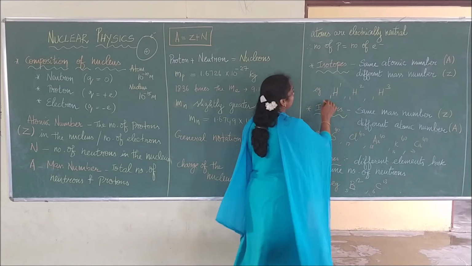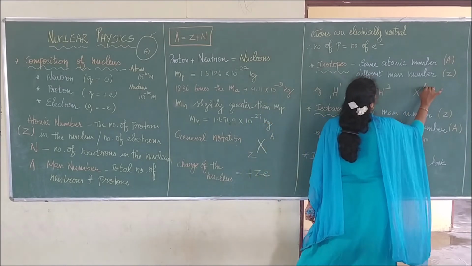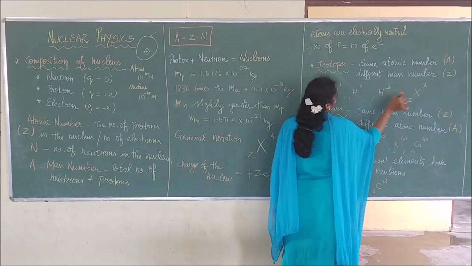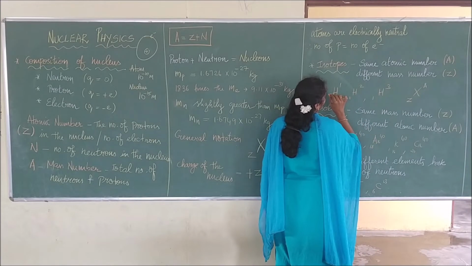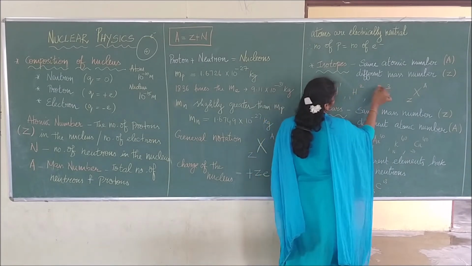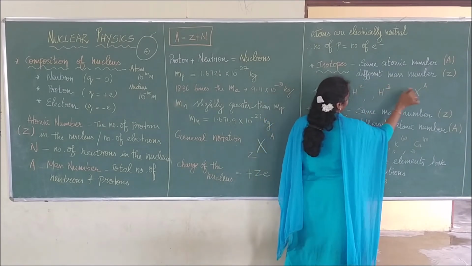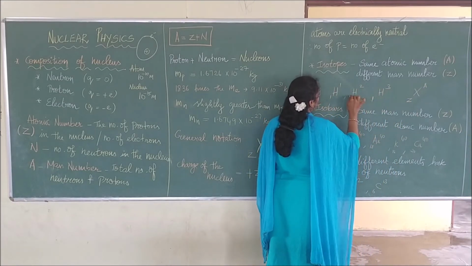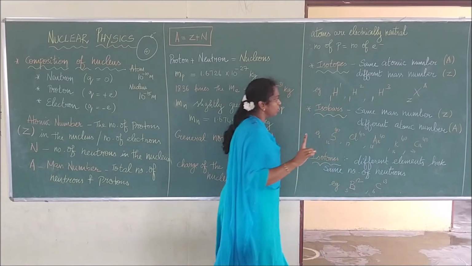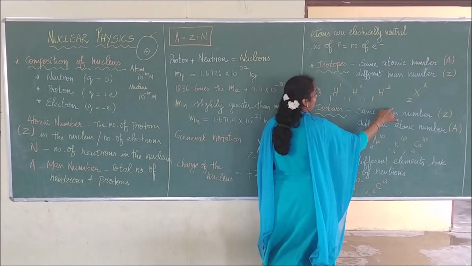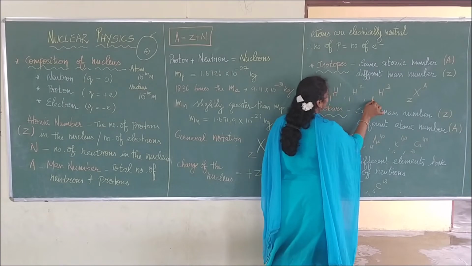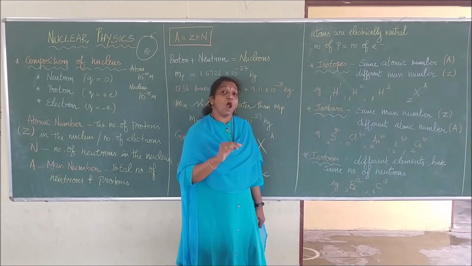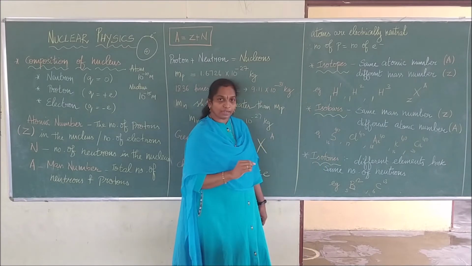Here, which is represent the symbol? X, A to Z. This is the mass number. Different atomic numbers, let's say 1, 2, 3, will have different mass numbers. A stands for mass number. Z stands for atomic number. All these elements have the same atomic number but different mass numbers. We call these types of elements isotopes. Is it clear to you?